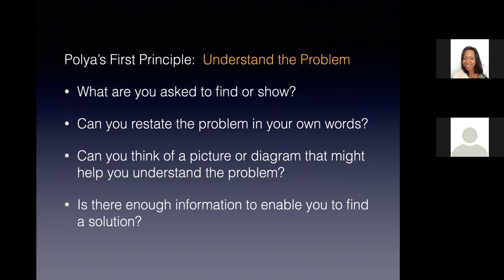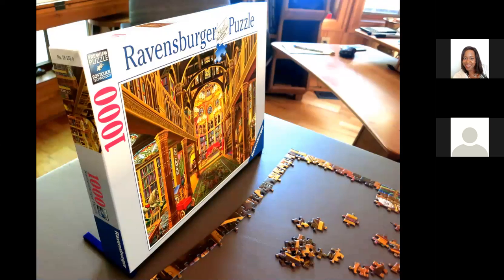Having a student restate the problem in their own words is a powerful approach. Drawing a picture or diagram for a certain class of problems is helpful. Maybe the problem specification doesn't have enough information for you even to begin. Maybe you need to ask more questions before you're able to solve a problem. Let's consider this first step, understanding a problem, in the context of a puzzle.